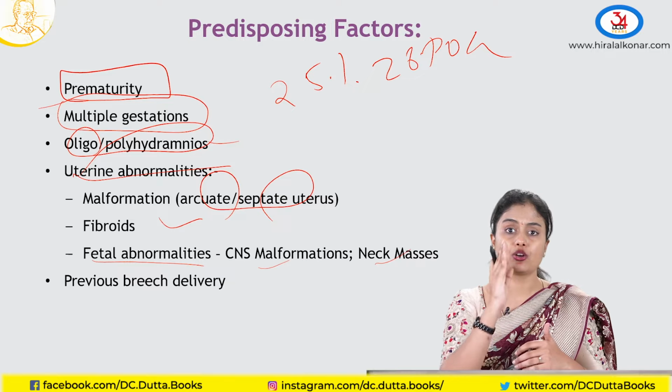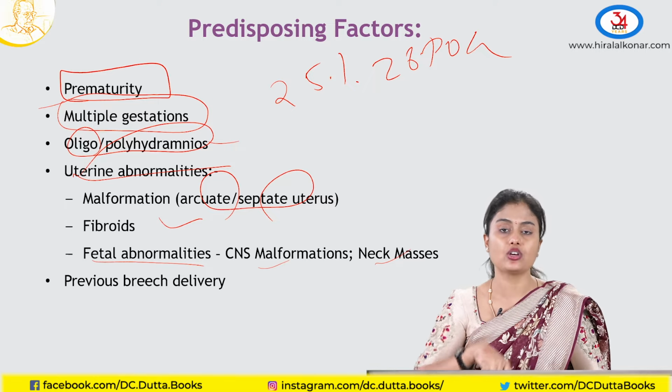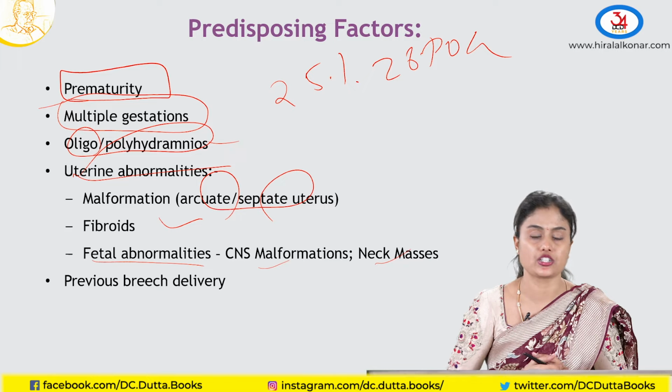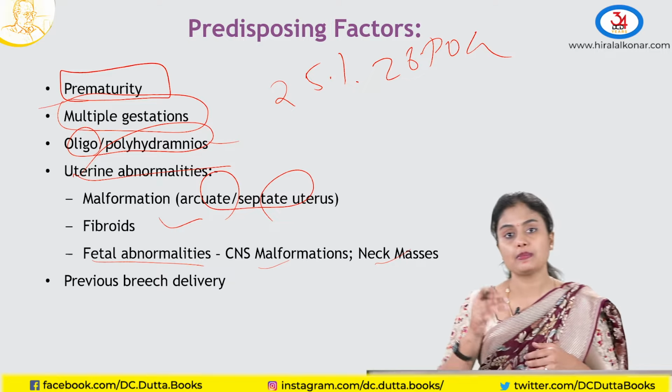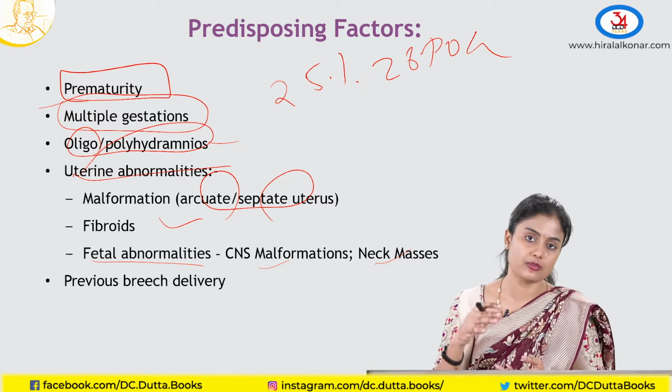There is less space because of the deviation. Buttocks cannot fit there, so they try to come down. That becomes a breech presentation. Whereas in fibroids also it is the same thing. Fibroids come at the fundus and there is no place for the buttocks to stay there, so it will come down.